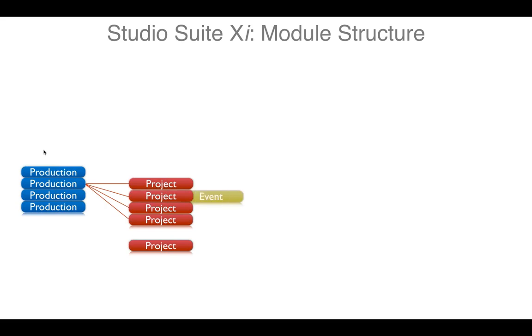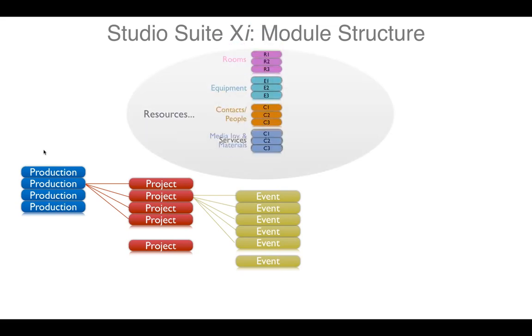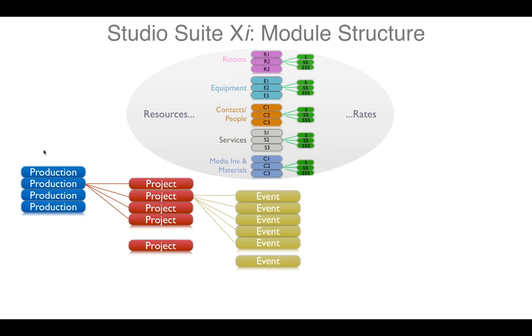Inside a project, you've got what we call events, and you can have a bunch of events within a project, and events can also stand alone by themselves. And when we say what is an event, that is when we take any of our resources coming from the rooms module, equipment module, contacts module, service module, or media inventory. Each of those resources can have rates, hourly rates, daily rates, weekly rates, client-specific rates, project-specific rates. And when we apply those resources with a rate to a date and a time, that's what we call an event. So you can see here I'm grabbing a room and a piece of equipment, putting a rate to it, putting a date to it, and those are events. And those events are what appear in the calendar.